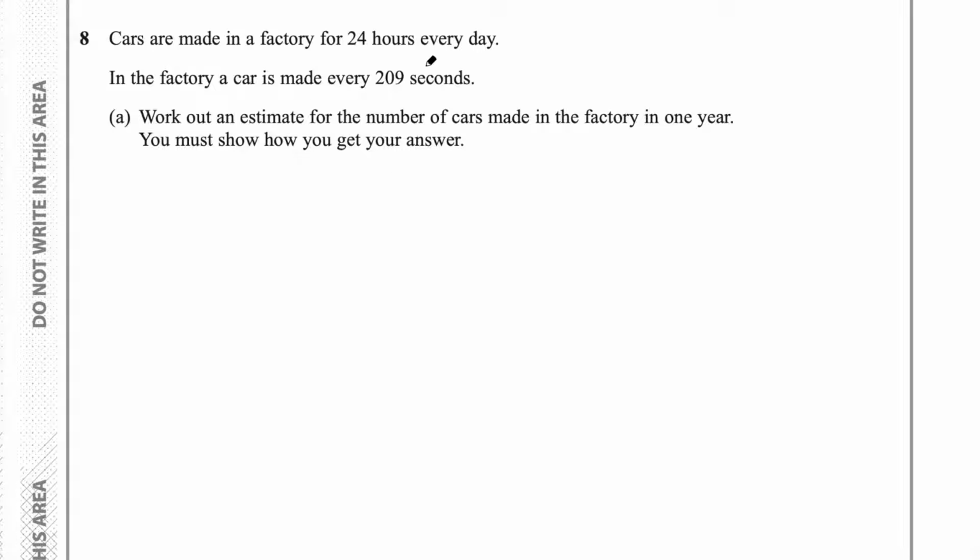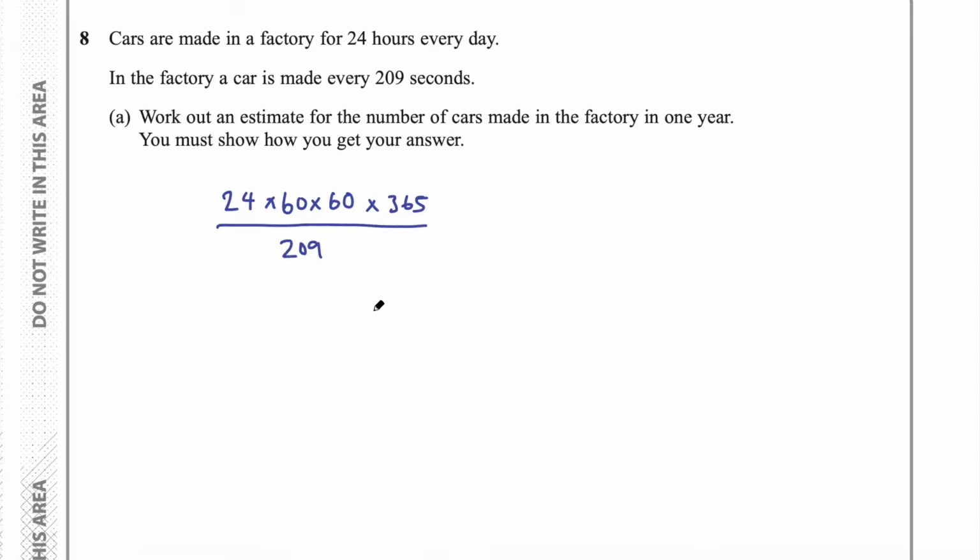So we're measuring the time it takes to make a car in seconds. So we want to work out how many seconds in a day or a year. I'm going to start with a day. So there'd be 24 hours in the day multiplied by 60 minutes multiplied by 60 seconds for every minute. So that's going to be seconds in a day. Then we need to multiply that by 365 to get seconds in a year. And then to work out the number of cars in a year, we need to divide that by 209.